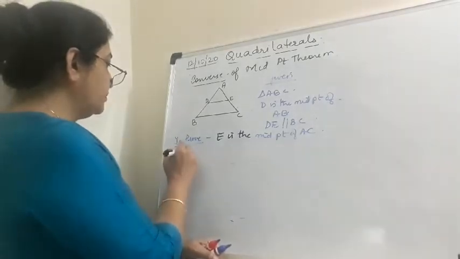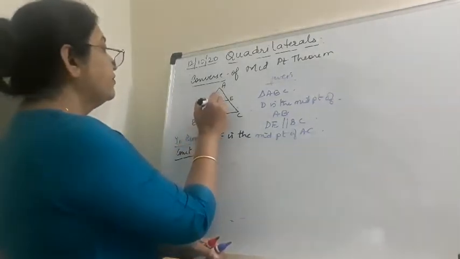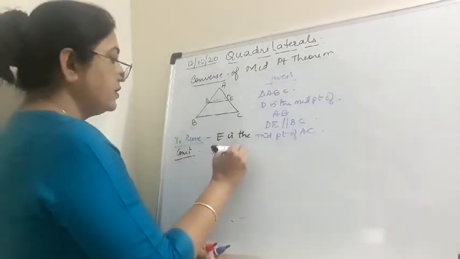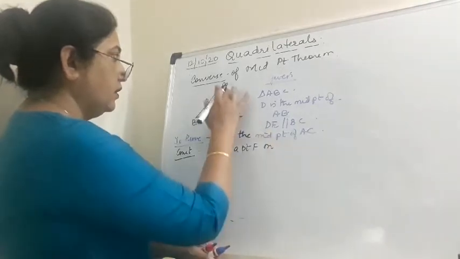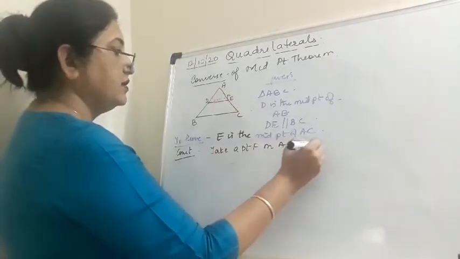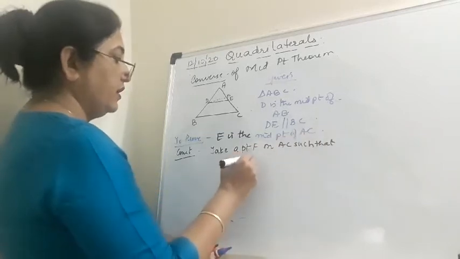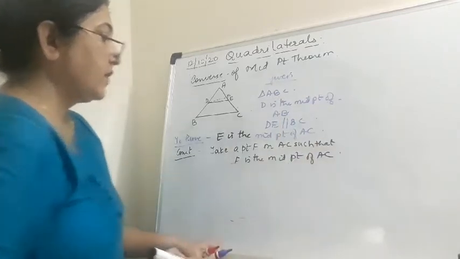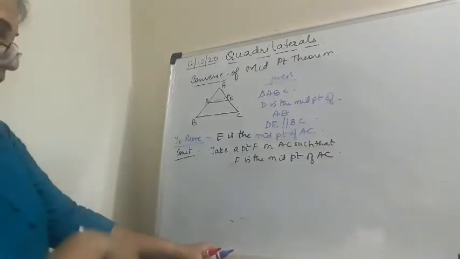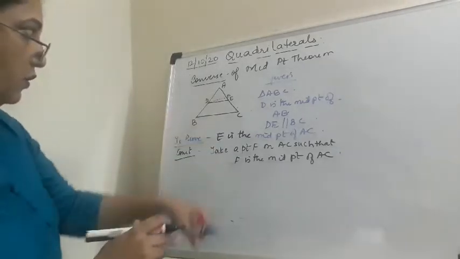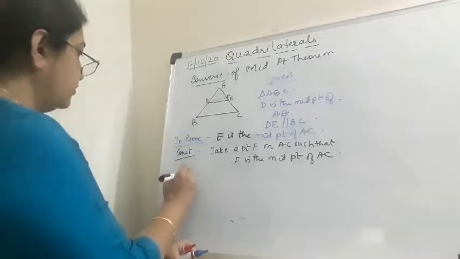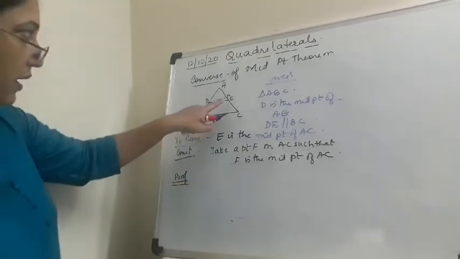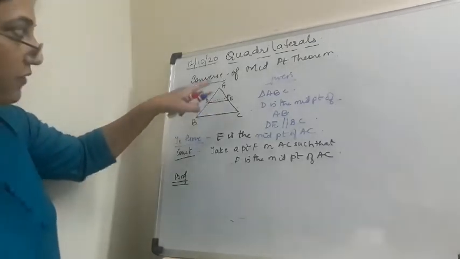Now let us construct. Here also we have a construction. Let us take a point F on AC such that F is the midpoint of AC. If F is a midpoint, you know that AF will be equal to FC. Now starting with the proof. If D is a midpoint, we know F is also the midpoint.